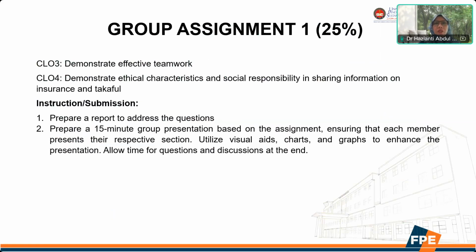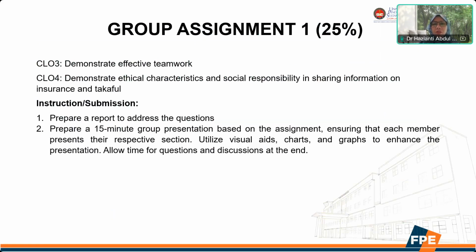All right, a bit on our group assignments, but don't worry, I will share the details with you later. The first one would be a 25% group assignment that will cover CLO number 3 and CLO number 4. You are required to do 2 things. One is to prepare a report to address the questions, which I will list later. After you prepare the report, you are required to prepare a 15-minute group presentation based on the assignment.